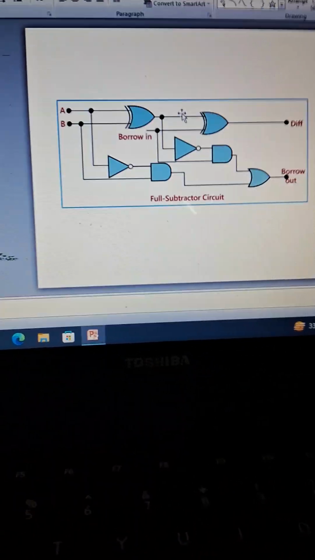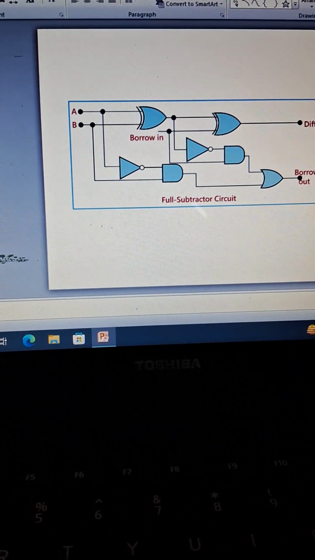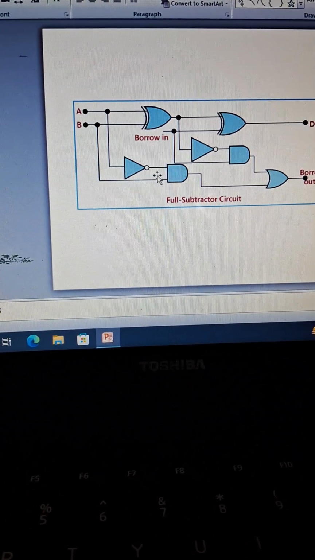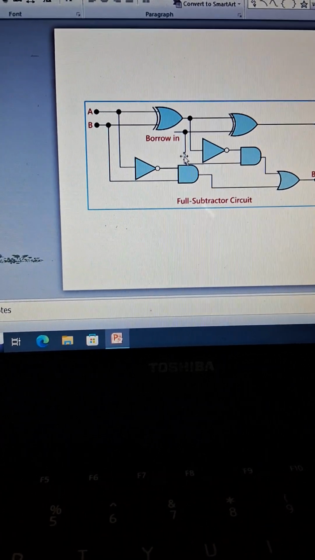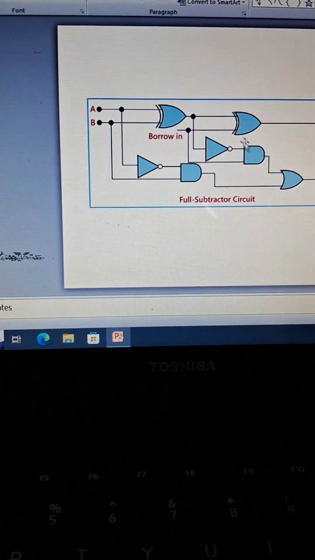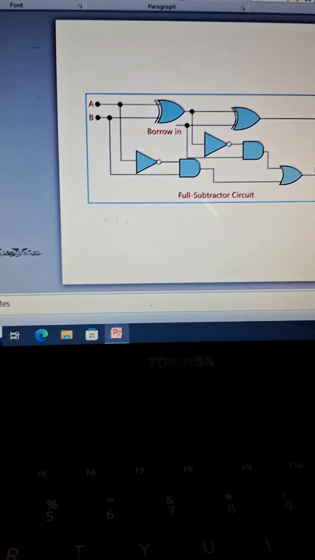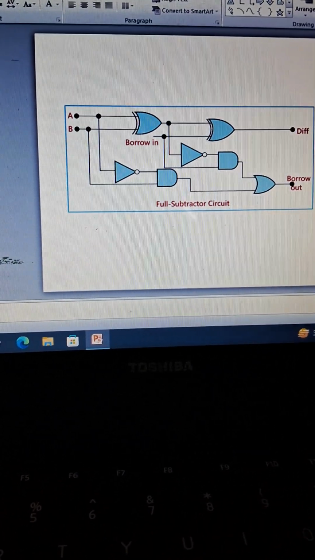So from these two Boolean functions, we generate the circuit where A and B are XORed. The difference of this and borrow in gives the difference. Then A' and B go to an AND gate, XORed with borrow in, and the XOR output goes to a NAND gate, which gives an AND gate, and that is the borrow output. So that is the full digital diagram of the full subtractor.